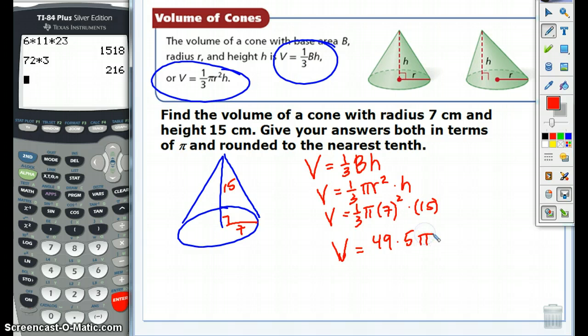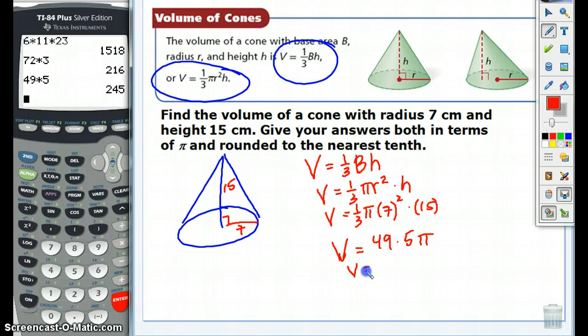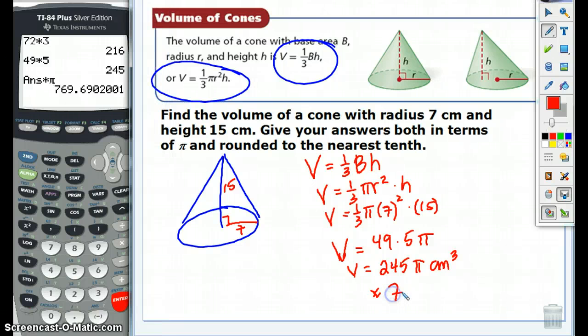All right, so let's just do that. 49 times 5, 245. 245 pi. And the units are centimeters cubed. And now let's go get the approximate answer times pi. And that's going to be 769, rounded to the nearest tenth, 0.7.